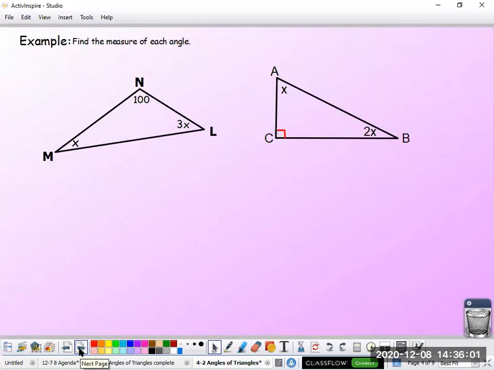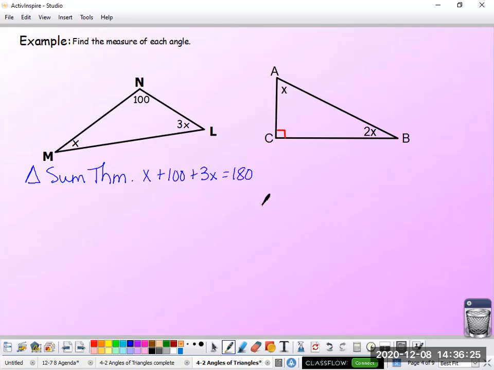So let's take a look at a couple of examples. We're going to find the measure of each angle. And we're going to start off using the triangle sum theorem, where x plus 100 plus 3x equals 180. Then using our algebra, we're going to combine like terms. The x and the 3x are 4x.